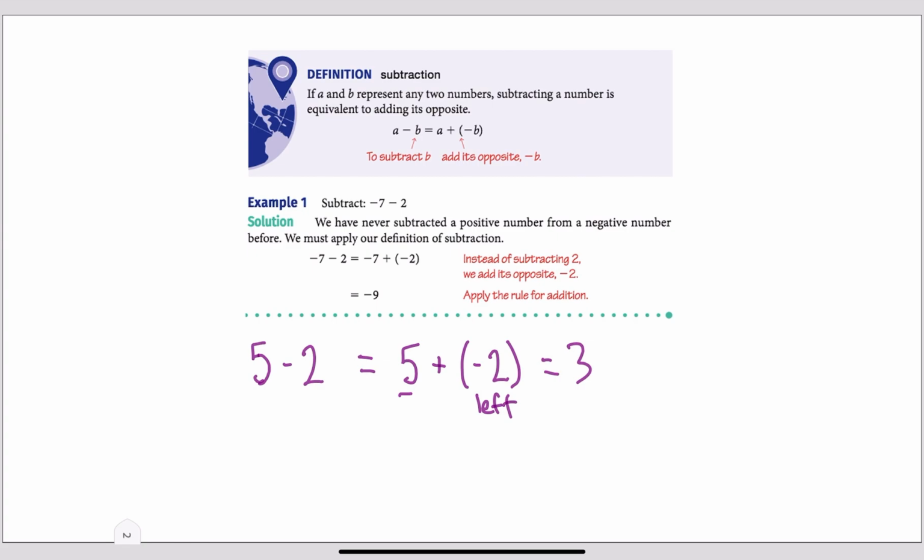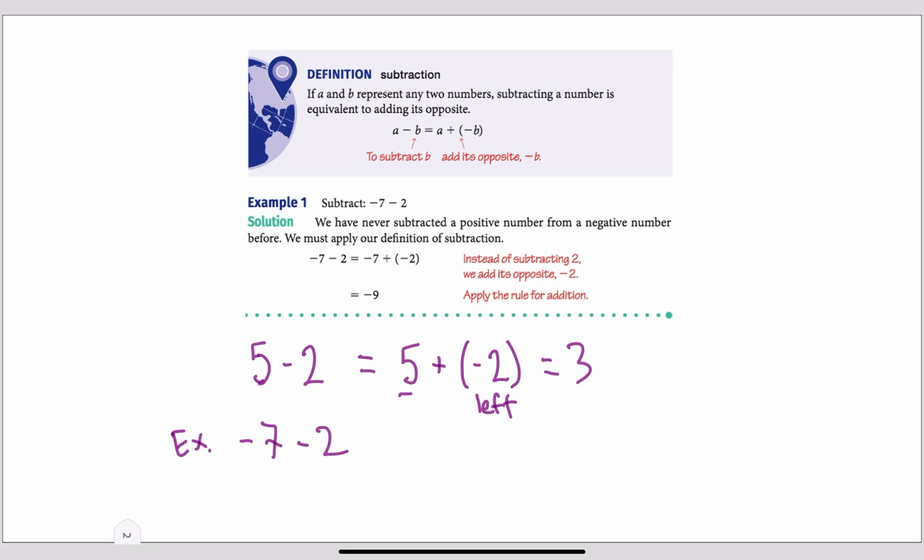Now, the reason that adding the opposite is a useful technique is because it can help us with negative numbers, especially when we're not sure exactly what the sign is supposed to be, right? So let's have a look at this example here. It's negative 7 minus 2. So I start at negative 7 and then I take away 2 more.